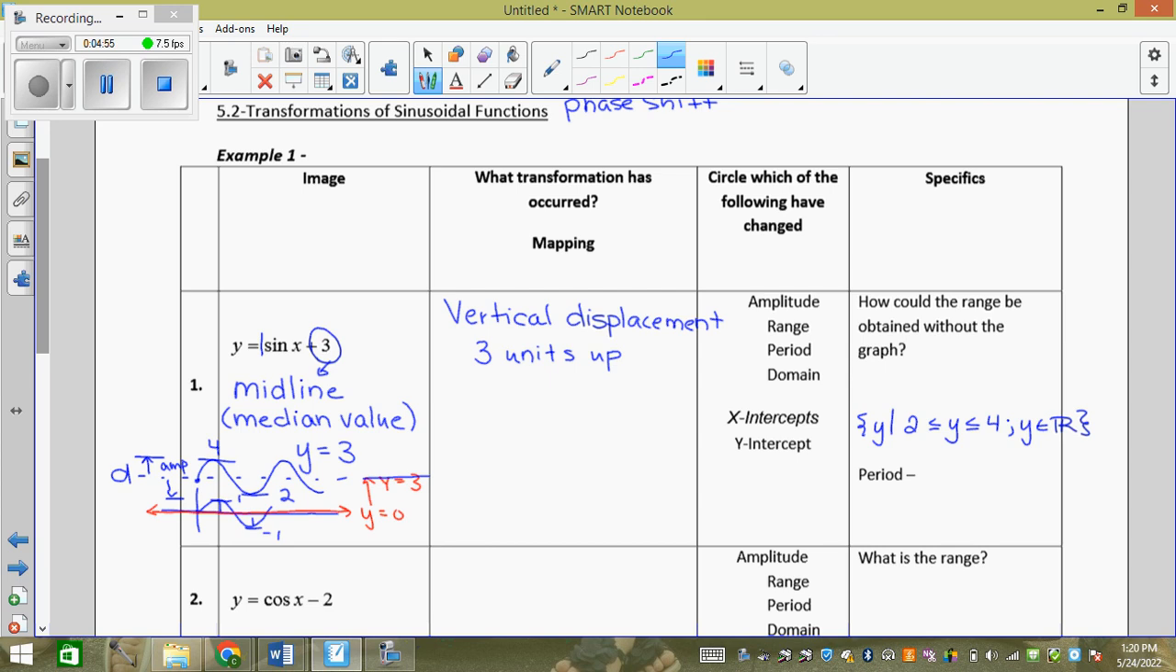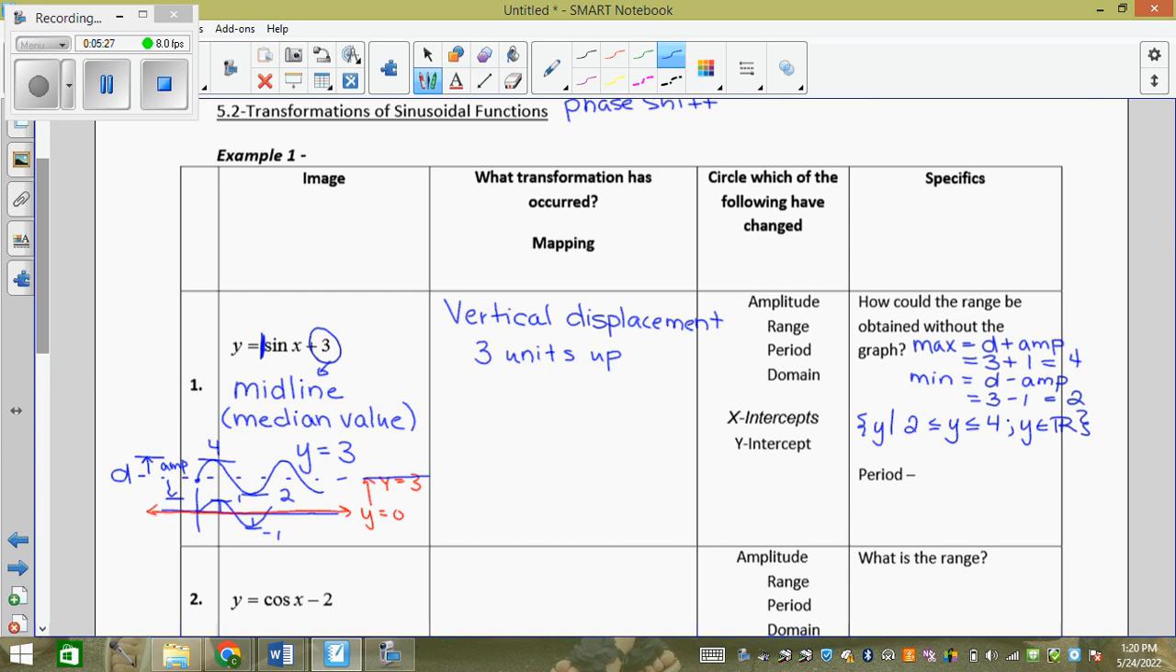So a way you can find your maximum easily is do your D, which is your midline, plus your amplitude. So in this case, what's my D value? 3. And what's my amplitude? My vertical stretch, which is 1. So my max is out at 4. And then what's my minimum? I just do my D minus my amplitude. So my D is 3 minus 1, and it mins out at 2.